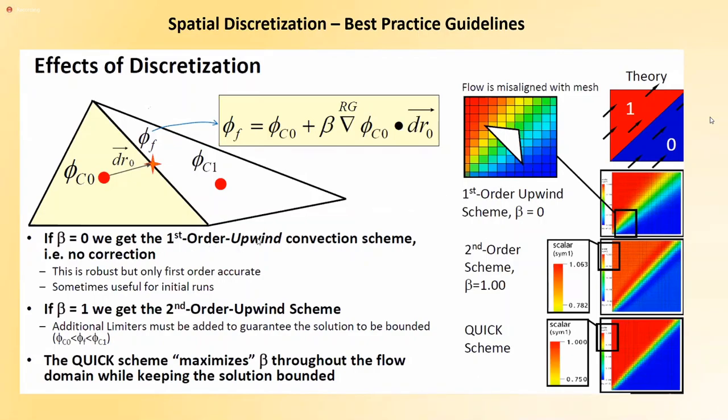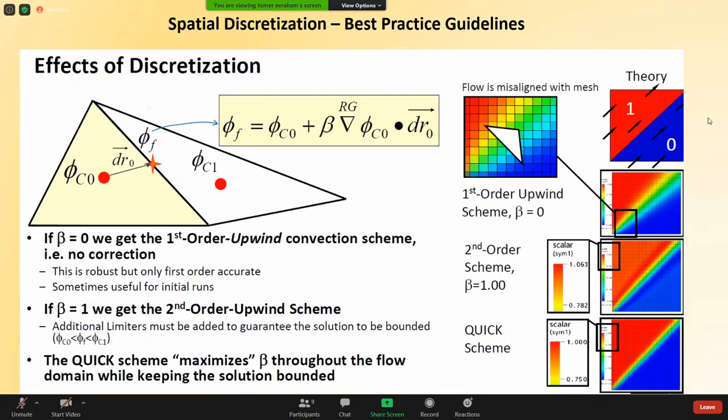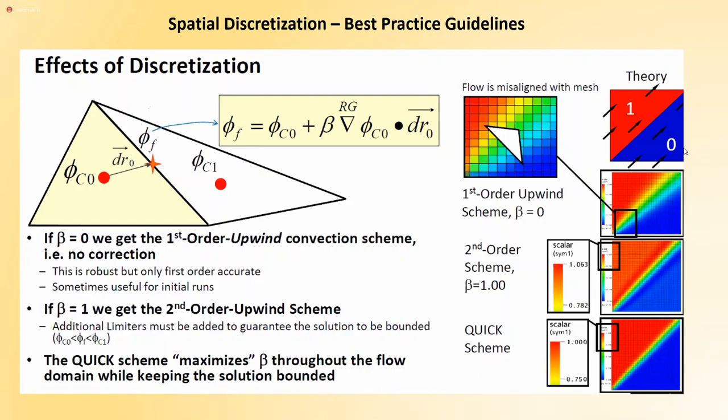We usually start the simulation with first order upwind because it's a very dissipative scheme. What's good about it is that it allows us to get closer to the solution.